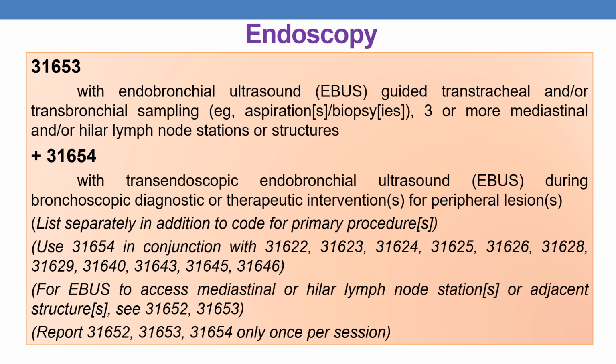And for EBUS to access mediastinal or hilar lymph node stations or adjacent structures, you need to refer either 31652 and 31653. And report 31652, 31653 and 31654 only once per session. This is important. They must be reported only once per session.